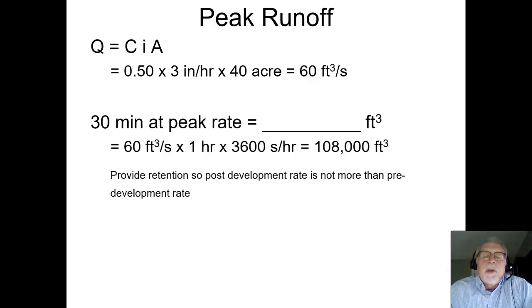Generally, I have to provide retention so that post-development rate is not more than pre-development rate. Although in some watersheds around where I am, I live on a threatened stream, and some of the watersheds here, there's a map that identifies if you're in it. We have to have 75%. So our post-development has to be less than the pre-development. It has to be only 75% of the pre-development.